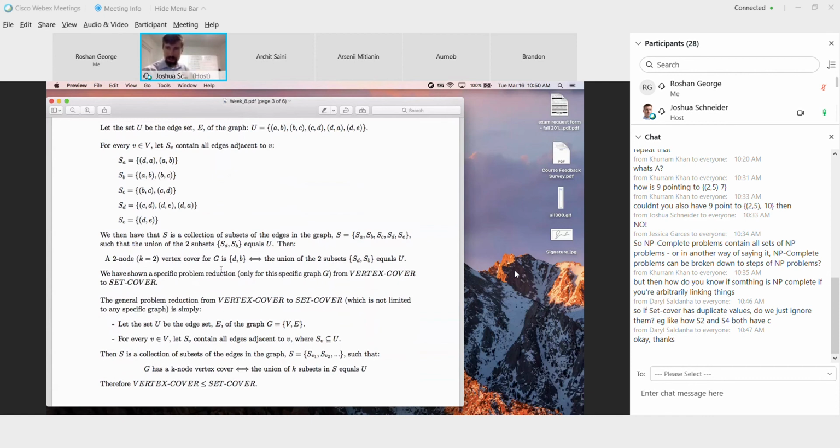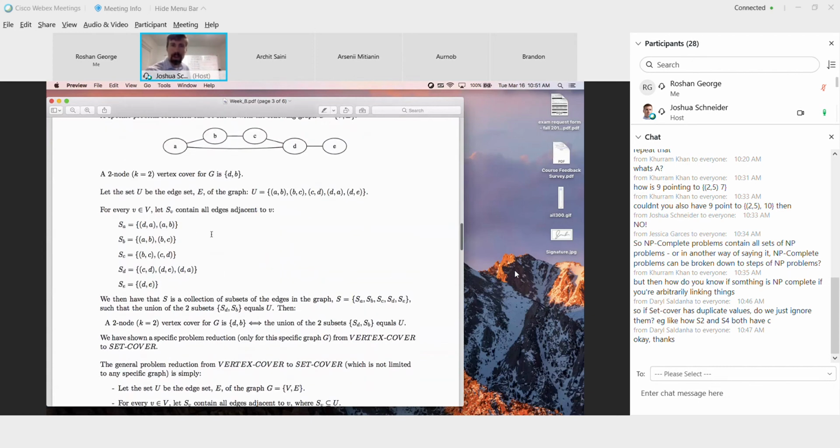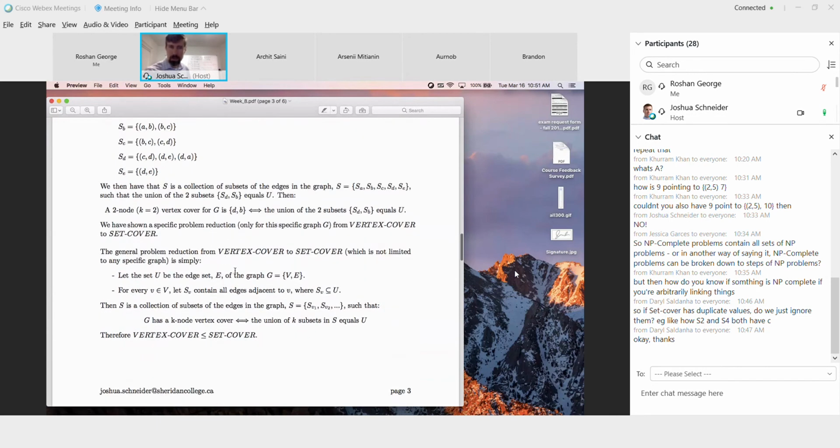Here's the thing. Curran, you're asking how do you automate this? You've done a connection for one problem. How do you automate this? You write an algorithm that does what you just did here, and it does it for every instance of vertex cover. The algorithm is just going to do what you said, but in general. It's going to let U be the edge set of the graph. And for every vertex V in the graph, let the subset S sub V contain all edges that are adjacent to V in the graph. Then clearly, every subset must be a subset of U, and we can solve this problem as a set cover problem instead of a vertex cover problem.